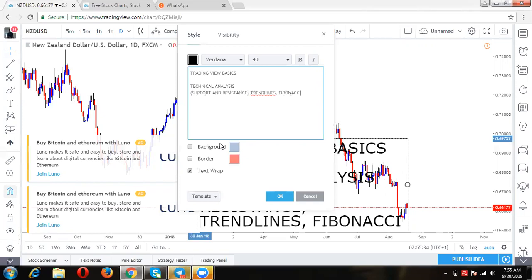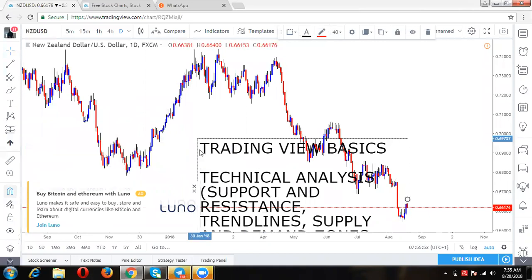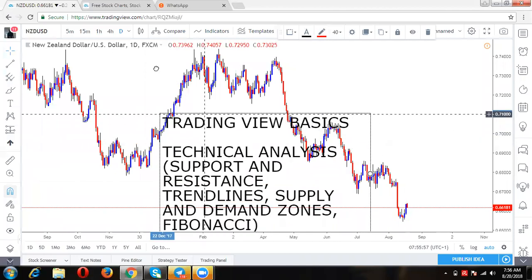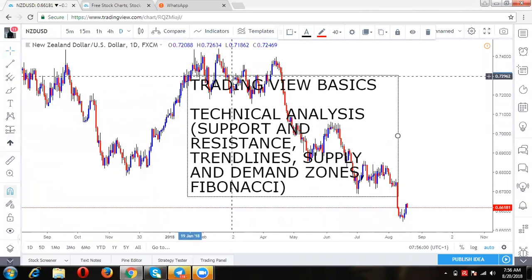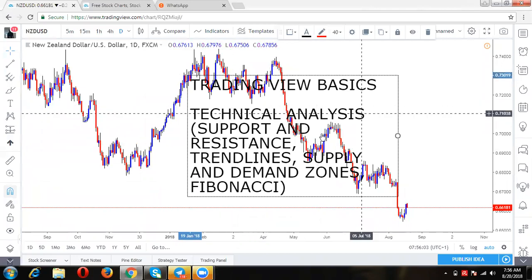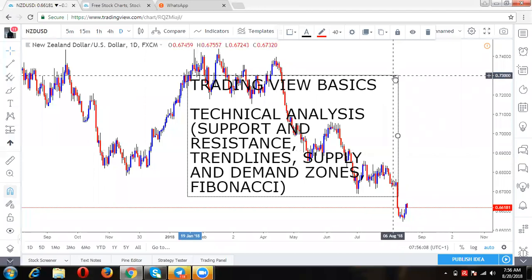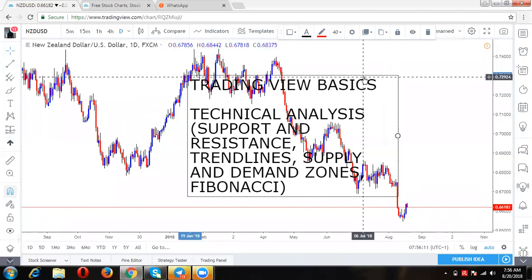Then we're going to cover just this basic supply and demand zone and Fibonacci. Now, different traders have different strategies, what works for them. I'm going to be showing how I trade. So these are the topics we're going to cover in this class: the TradingView basics, technical analysis, support and resistance, trend lines, supply and demand zone. Then you will have an opportunity at the end of the class to ask questions.